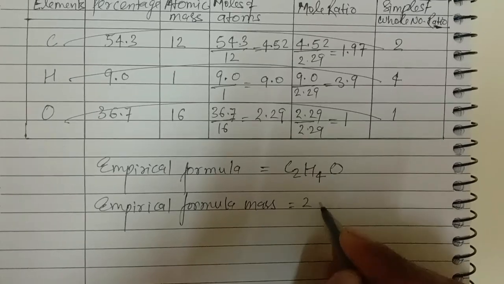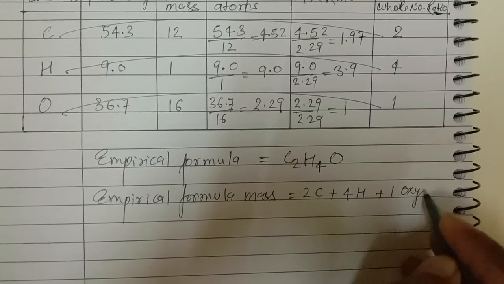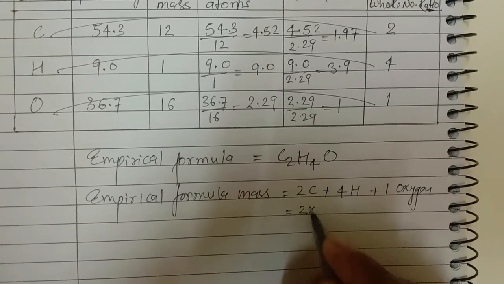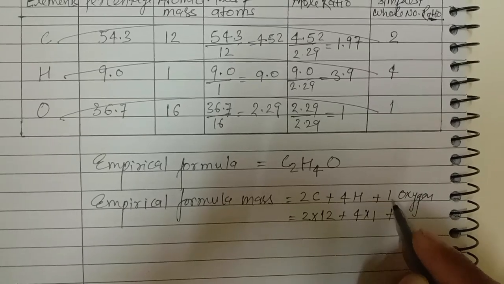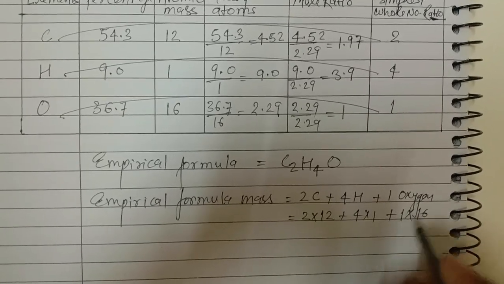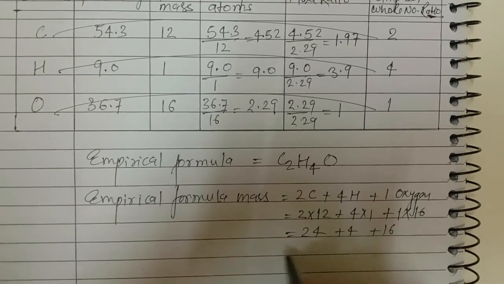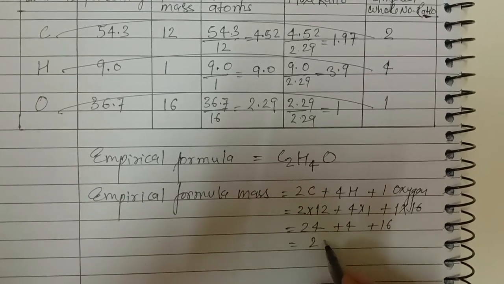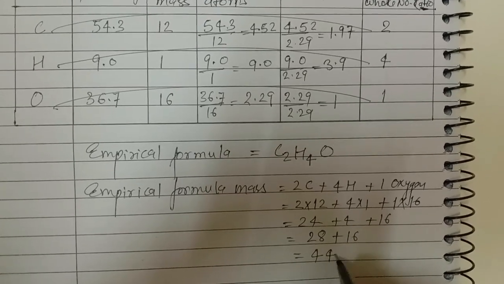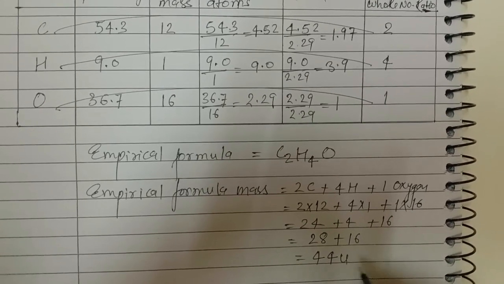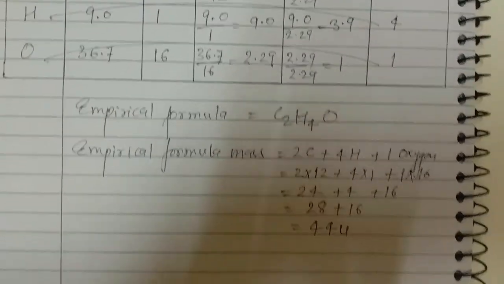How many carbons are there? 2 carbon plus 4 hydrogen plus 1 oxygen. Carbon atomic mass is 12, hydrogen is 1, and oxygen is 16. So it will come 24 plus 4 plus 16, which is 28 plus 16 equals 44 U. So up to this we are able to find the empirical formula mass, 44 U.